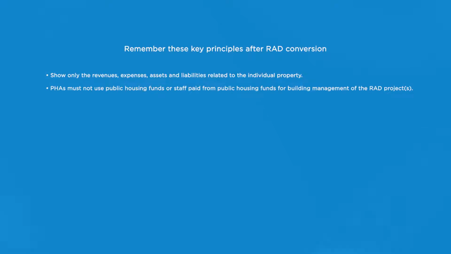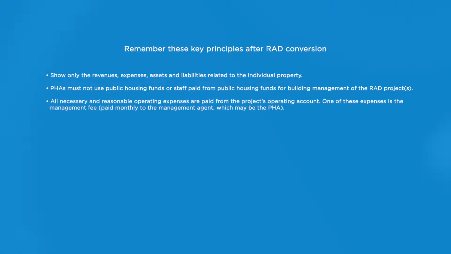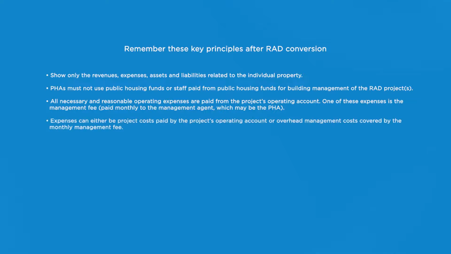PHAs must not use public housing funds or staff paid from public housing funds for building management of the RAD projects. All necessary and reasonable operating expenses are paid from the project's operating account. One of these expenses is the management fee, paid monthly to the management agent, which may be the PHA.